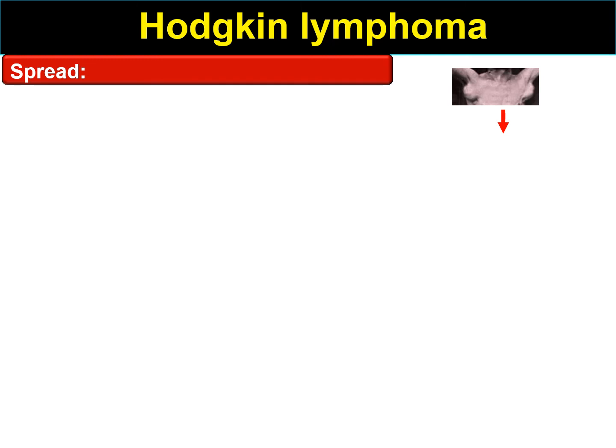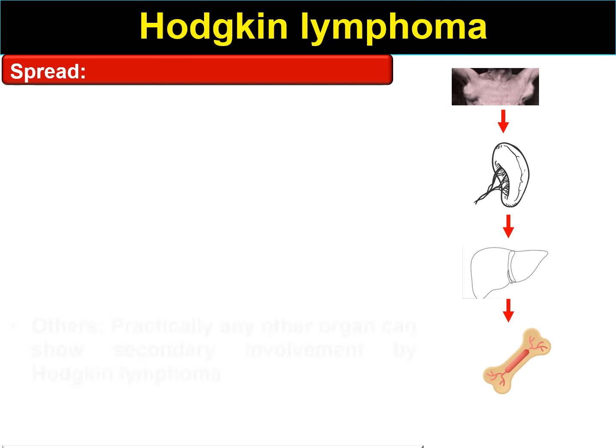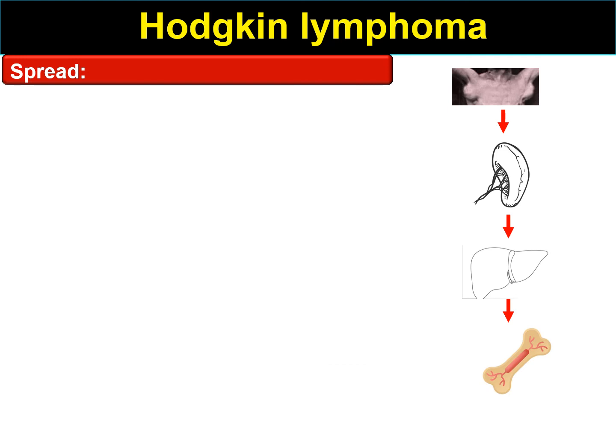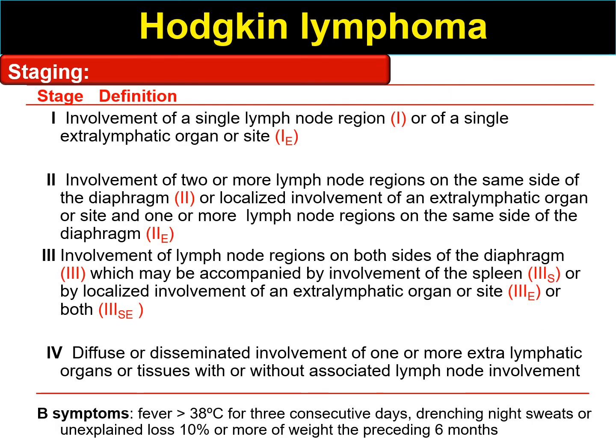It spreads by contiguity, that means it first affects a lymph node or group of lymph nodes, then goes to spleen, liver, and then bone marrow. It may affect practically any other organ within the body, and secondaries may be present in lung, skin, GIT, and CNS. So this Hodgkin lymphoma is staged according to its extent in 4 stages. Stage 1 is involvement of a single lymph node region and termed as 1, or when an extralymphatic site is involved, that is termed as stage 1E.